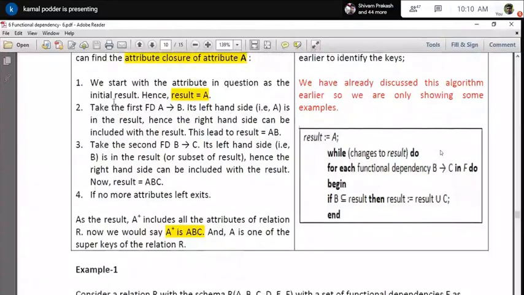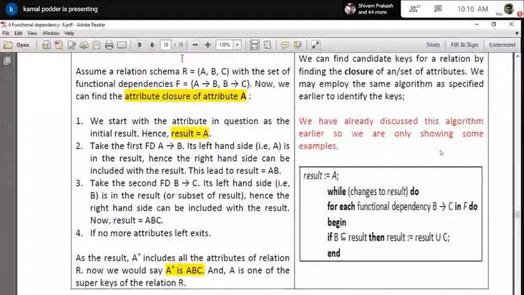Now take one by one your FDs, examine them, and try to find out what other attributes can be included in the closure. Say first take this one, the AB, which functional dependency you will consider here.